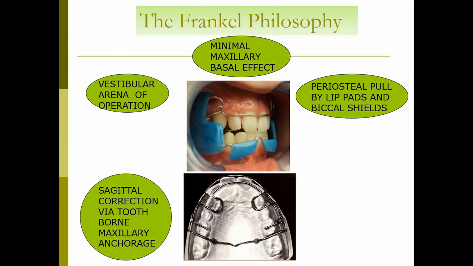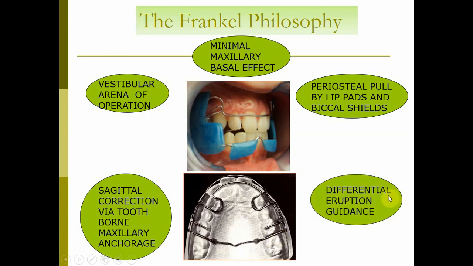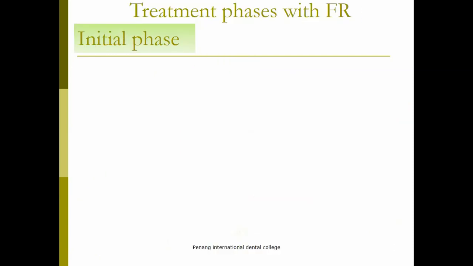So this is called your sagittal correction in the sagittal plane from class 2 to class 1 via tooth-borne maxillary anchorage. That means your occlusal stops in the maxilla. In other words, it also means differential eruption guidance, where you allow the mandibular posteriors to erupt, however you inhibit the maxillary posteriors from erupting and help correct the jaw bases.